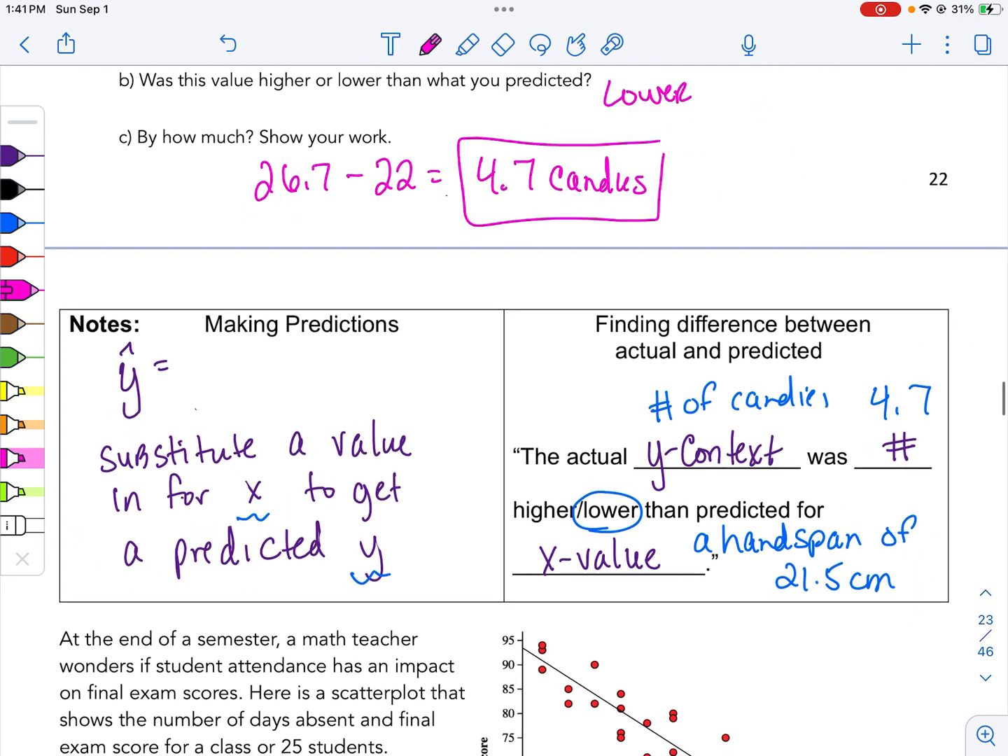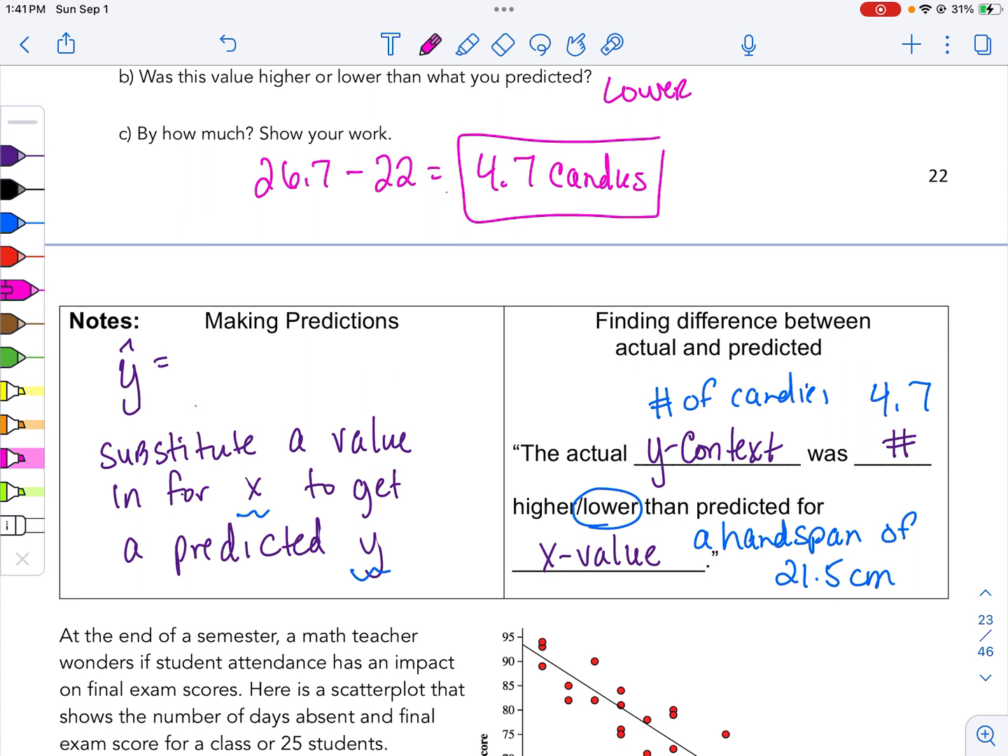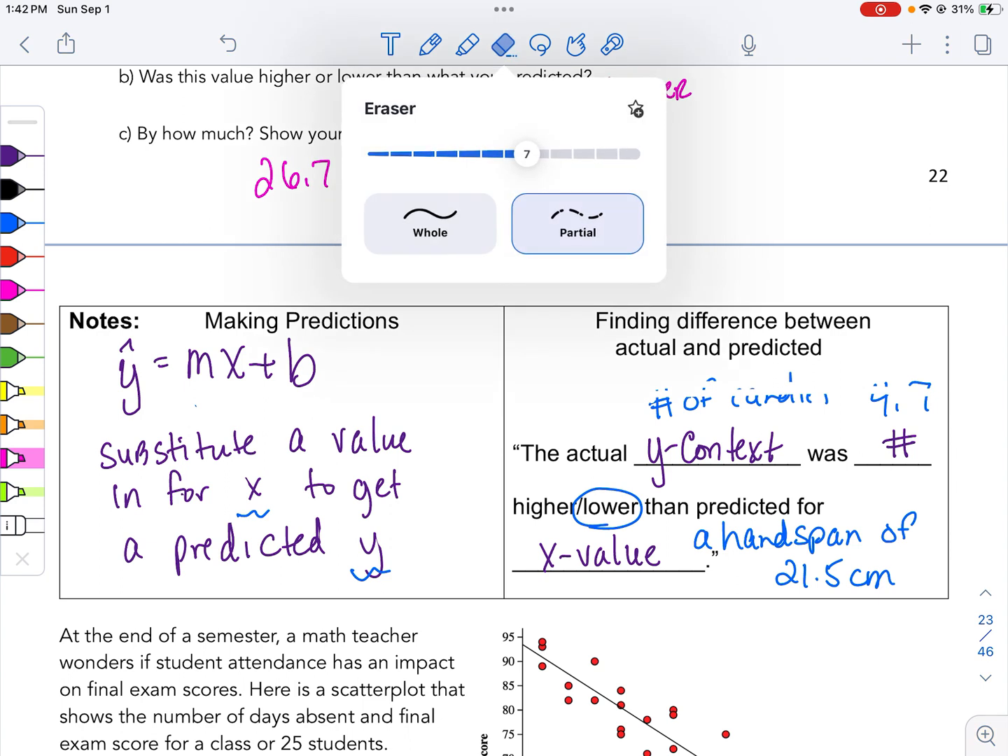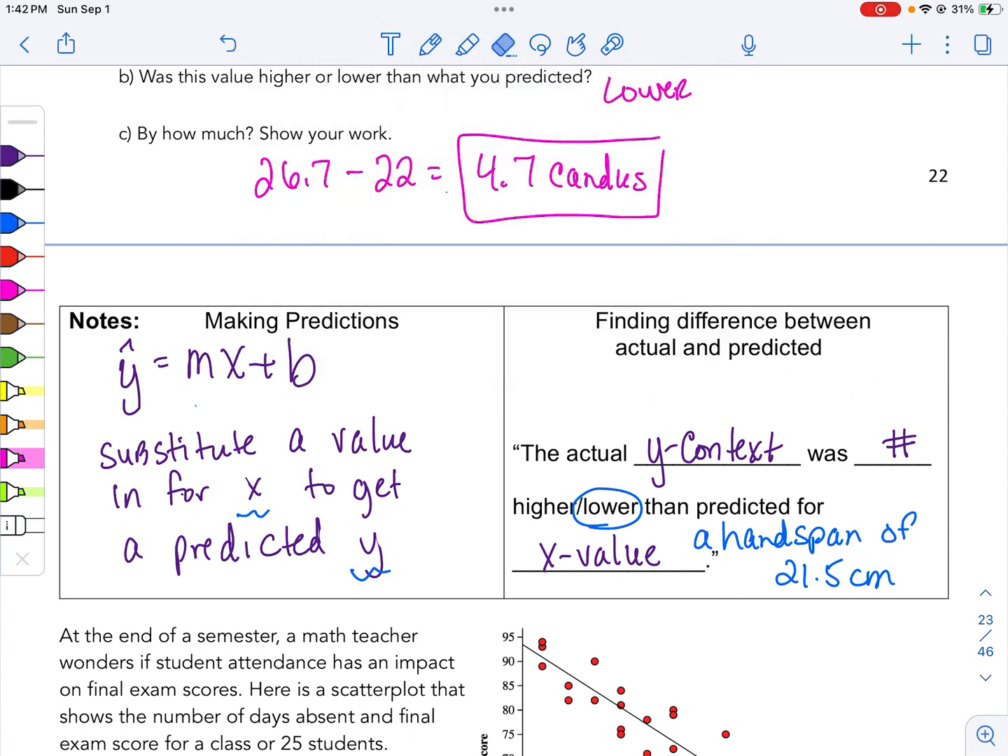All right, so we've got our little chart right here that we need to fill in. We know that our y hat equation is y equals mx plus b. That's slope-intercept form. M represents the slope and b is the y-intercept. When we make a prediction, we're going to plug in an x value to get that predicted y value.